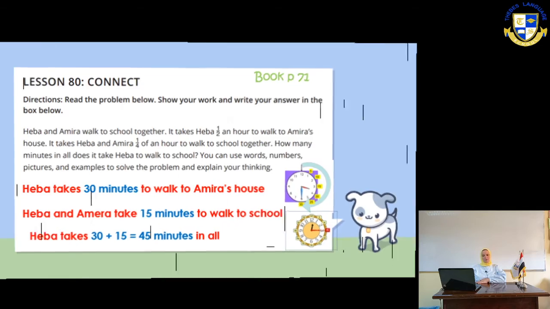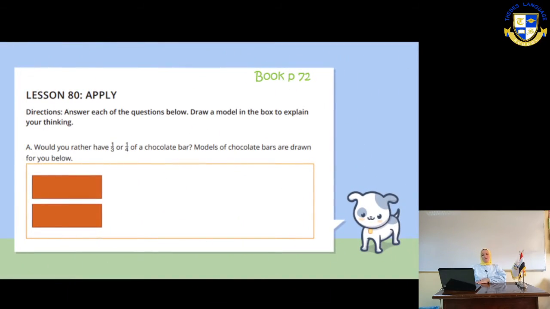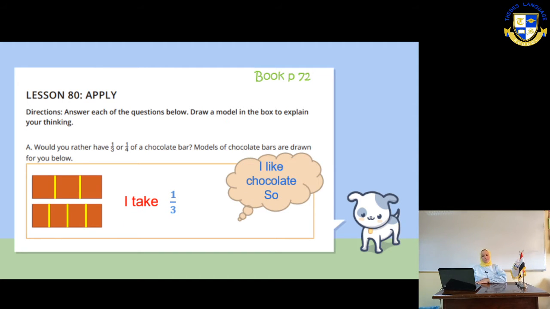Okay. In the next page. Would you rather have a third or a fourth of a chocolate bar? Models of chocolate bars are drawn for you below. Here we have the fraction strips, or the chocolate bars. The first one we cut into 3 parts and the second one is cut into 4 parts. I like chocolate so much, so I'm going to take the bigger part. So I will take the third.